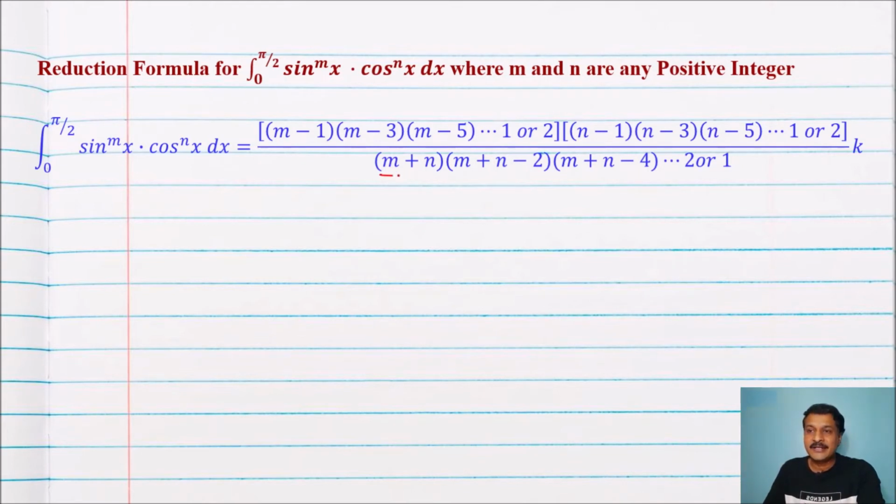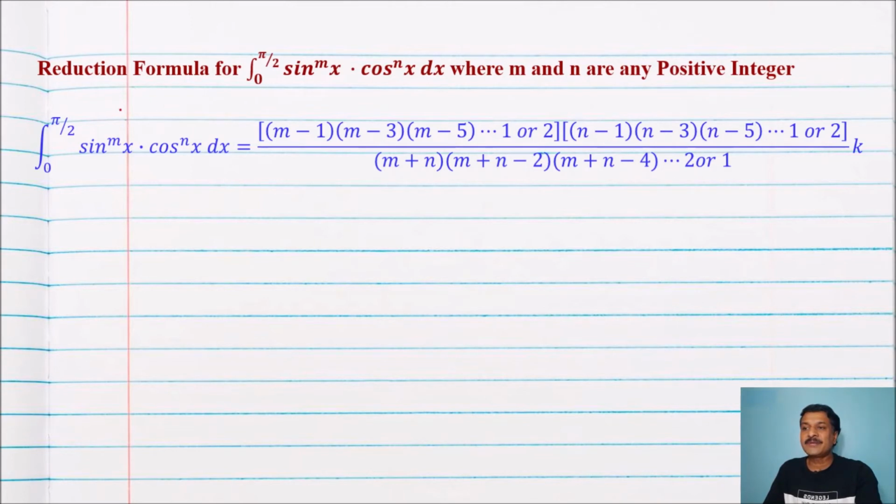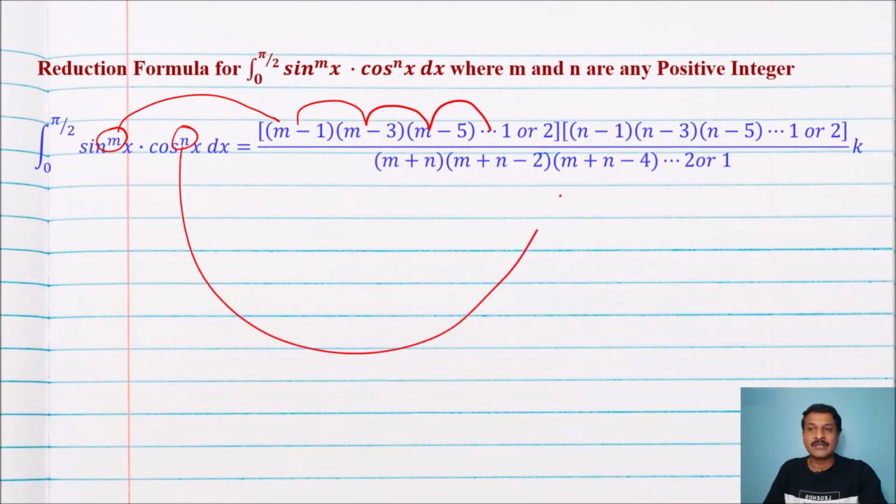So here in the denominator, the first number I am going to consider is the addition of the powers of sine and cos, so m plus n. After that, minus 2, then minus 2, then minus 2, up to the last number, which should be either 2 or 1. But in the numerator, there are two different numbers we are going to consider. In the first bracket, I am going to consider m minus 1. It is the starting number. Then again minus 2, minus 2, minus 2, up to 1 or 2. And in the second bracket, for the second power, that is cos x raised to n, I am going to consider the first integer, which is nothing but n minus 1.